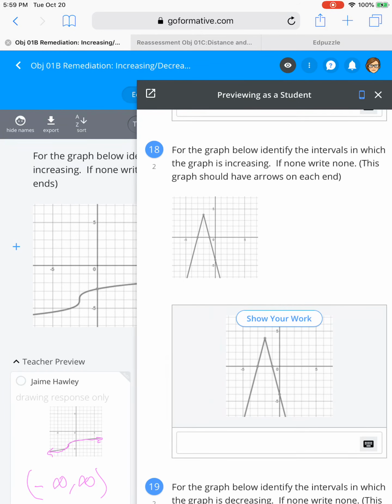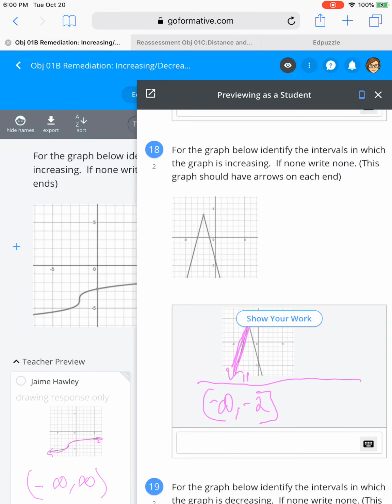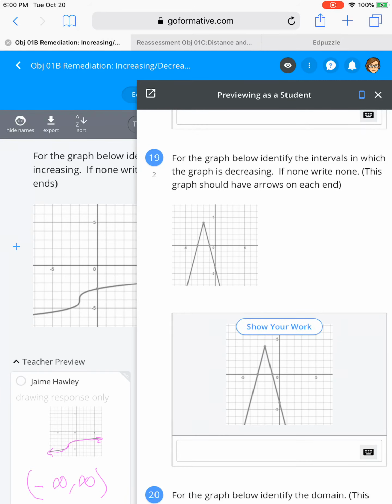Increasing, so my graph here, it's increasing from here to here. So if I were reading this like a chart, it would go from negative infinity, and it would stop increasing at -2. Okay, and it's closed because it stops at that point.